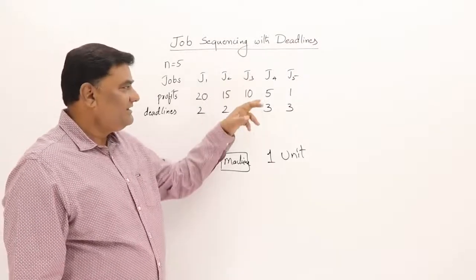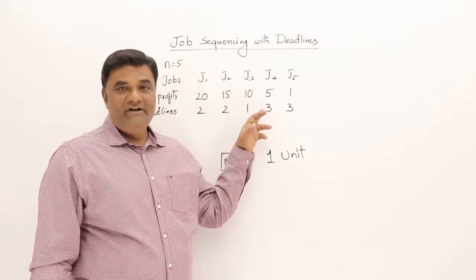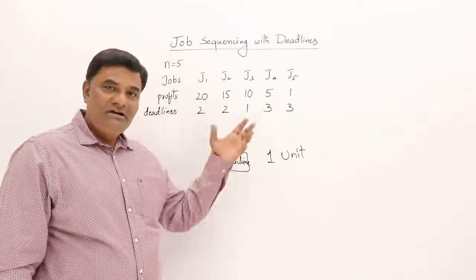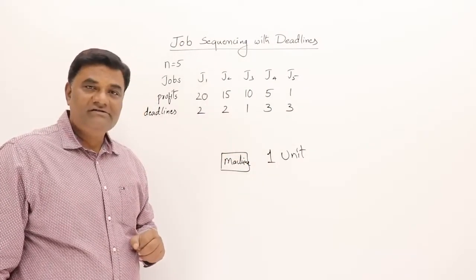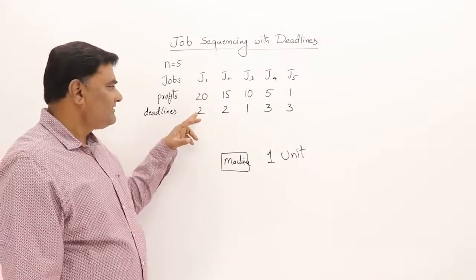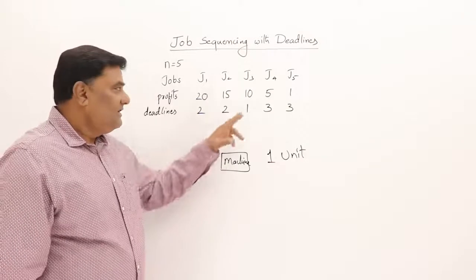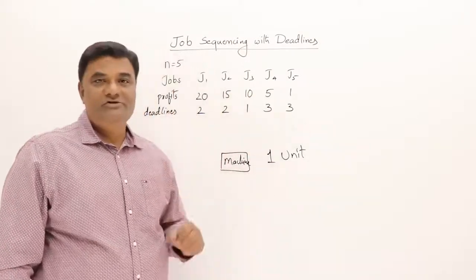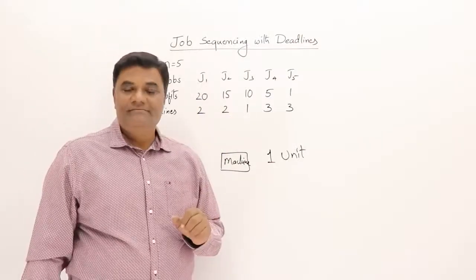And this person says, I am ready to wait for 3 hours. No doubt my job needs only 1 hour, but I am ready to wait for 3 hours. Suppose it's 9 o'clock in the morning, so he is ready to wait till 12 o'clock, another is ready to wait till 11 o'clock, and another till 10 o'clock. So whose job should be done first? This job should be done first.